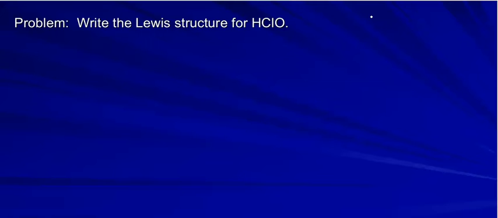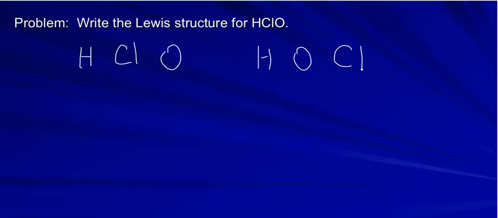Lewis structure for HClO. There's 2 possibilities. Chlorine and oxygen are very similar in electronegativity if you look on the periodic table. So either one could technically be the central element. So in the first structure, with chlorine as the central element, it would look something like this. And then with oxygen as the central element, it would look like this.